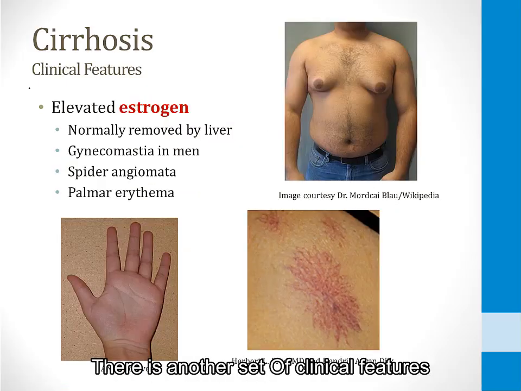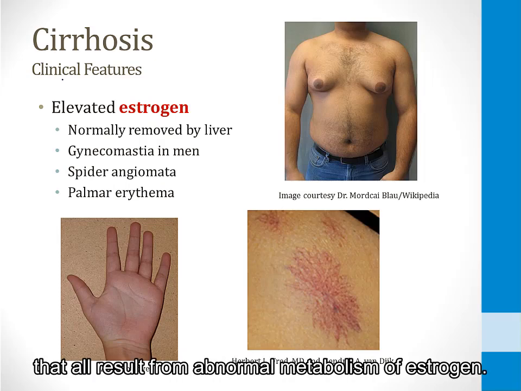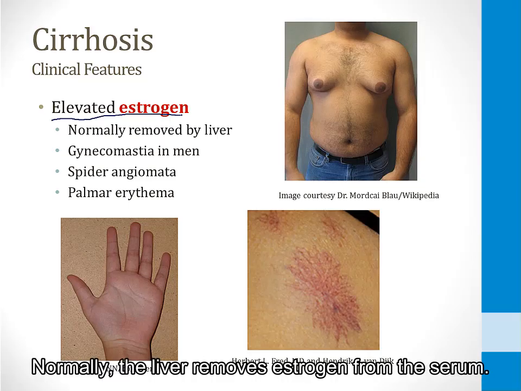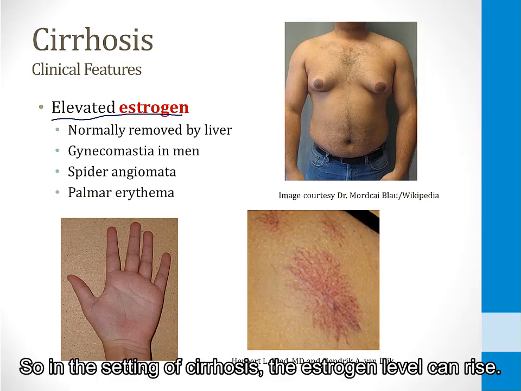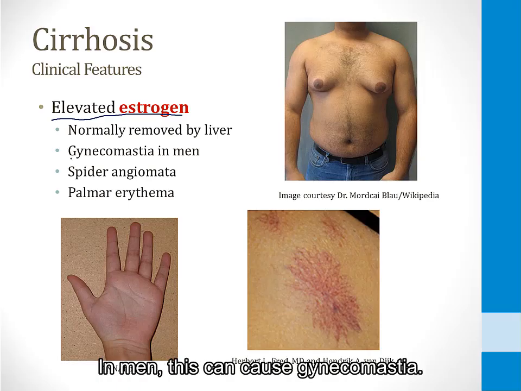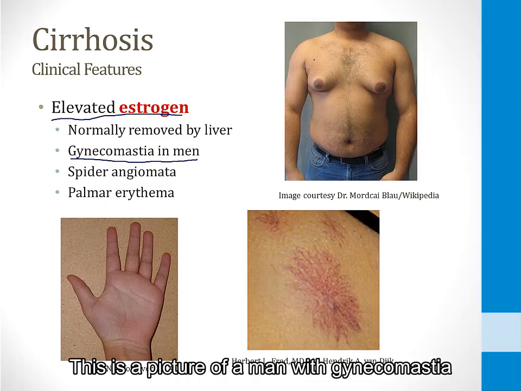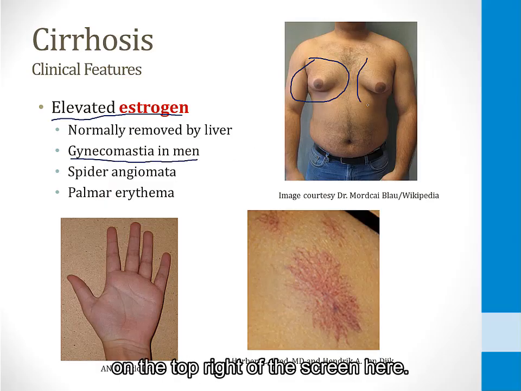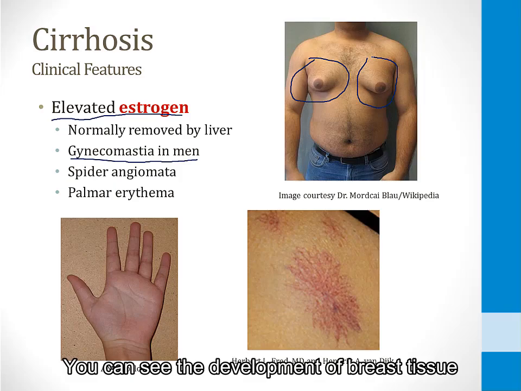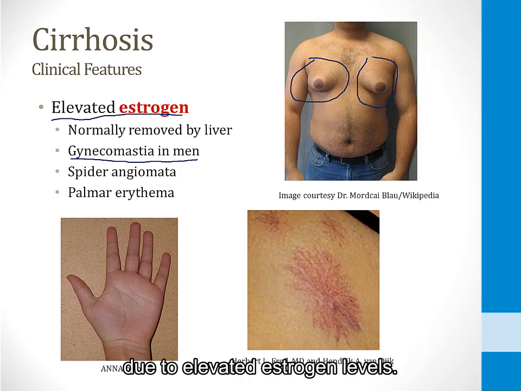There is another set of clinical features related to cirrhosis that all result from abnormal metabolism of estrogen. Normally, the liver removes estrogen from the serum, so in the setting of cirrhosis, the estrogen level can rise. In men, this can cause gynecomastia. This is a picture of a man with gynecomastia on the top right of the screen here. You can see the development of breast tissue due to elevated estrogen levels.